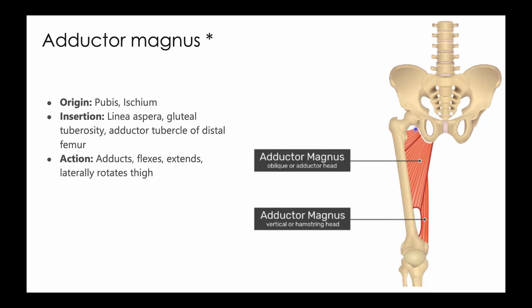Now if you look here, this is pretty cool. What I think is pretty cool is we have an origin up along the pubis and the ischium. But look at the muscle fibers. They are spreading all the way down throughout this entire femur. What that means is we have lots of muscle fibers coming off of a small origin, spreading out through a very large insertion. And so that allows this muscle to have a lot of force during contraction.